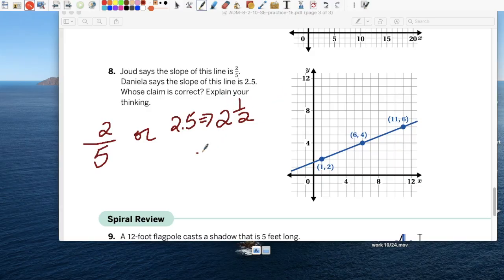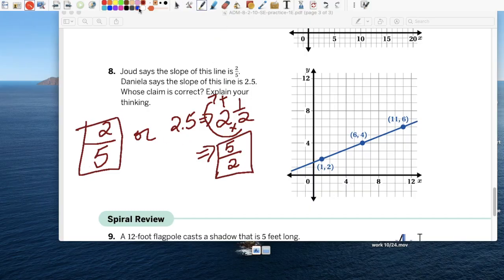Let's change this to an improper fraction. 2 times 2 is 4, so times and plus. Remember, second grade, the teacher told you how to change a mixed number to an improper fraction. 2 times 2 is 4, plus 1 is 5. And then keep the denominator, 5 over 2. So the slope of this line is either going to be 2 over 5 or 5 over 2.